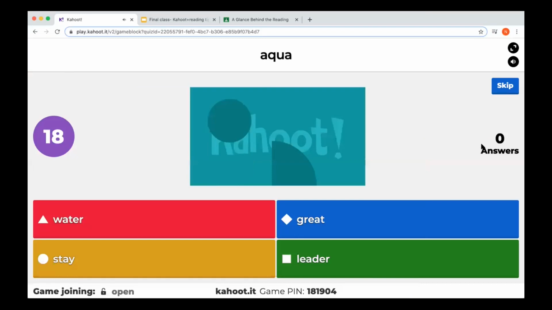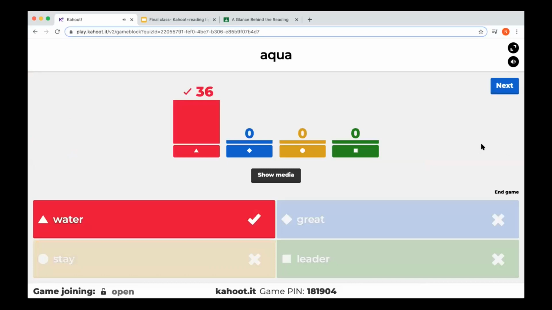Aqua. Red is water, blue is great, yellow is stay, and green is leader. Nice, everyone got it. It's what we like to see.